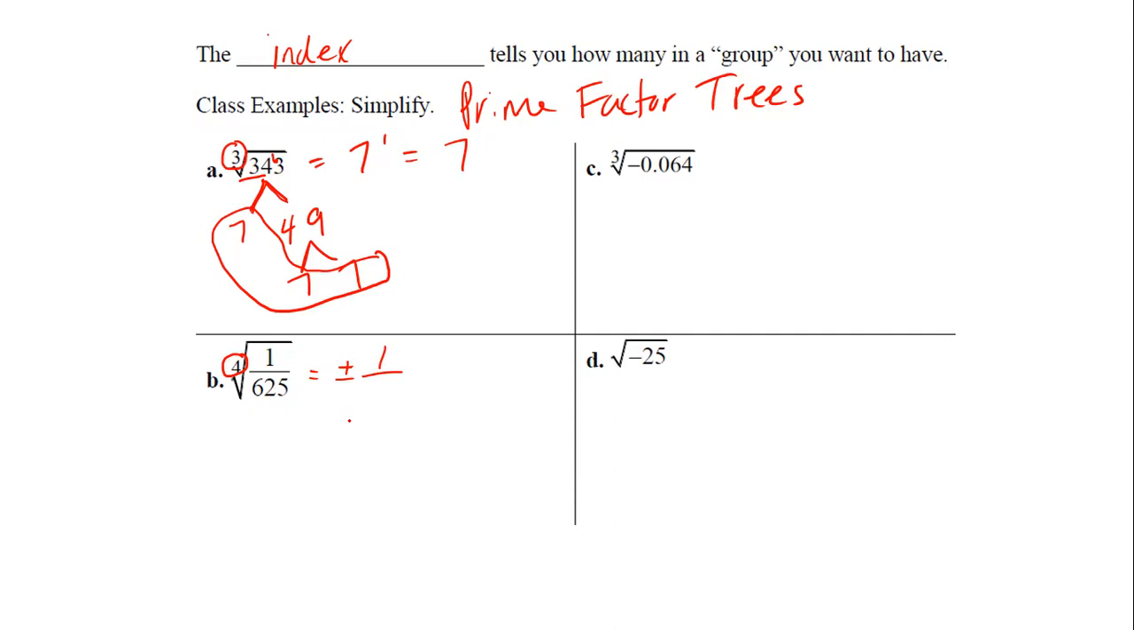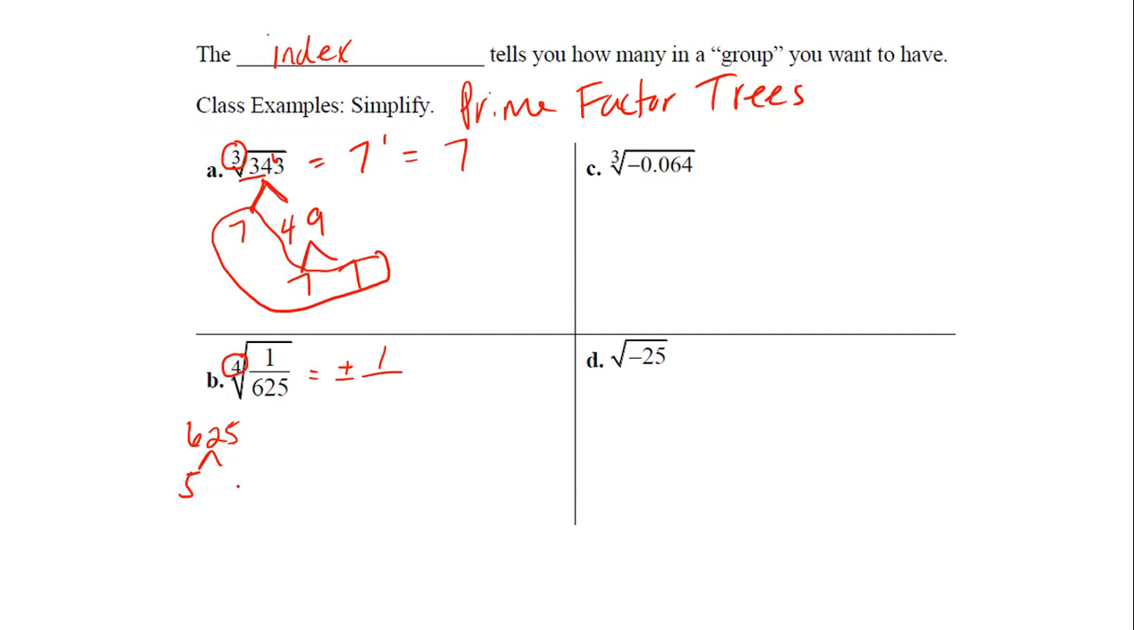Okay. For 625. Say that again. Yes. So we're going to break down 625, right? Okay. And the reason why I know I can start with 5 is because what? It ends in a 5, right? Using that number sense. That's all we're doing.